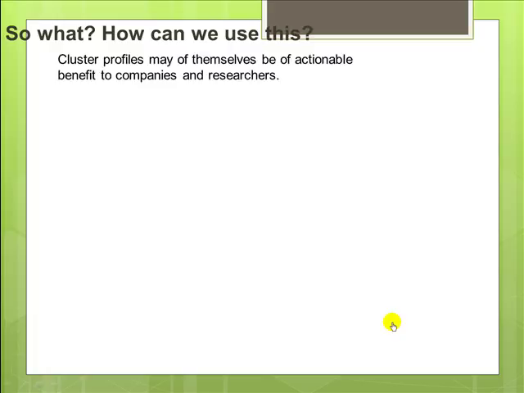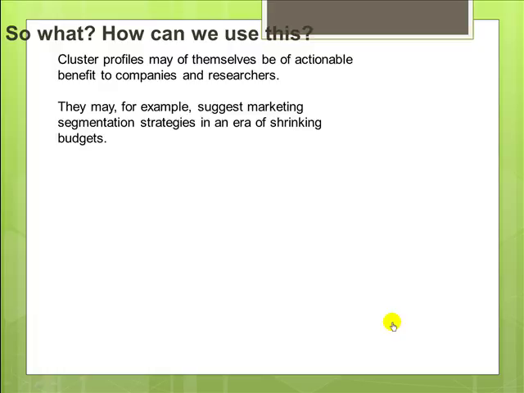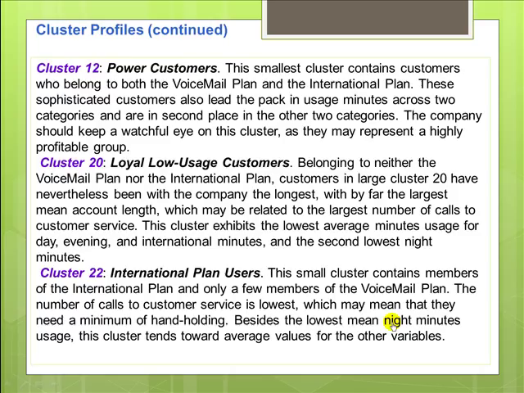So what? How can we use this information? Cluster profiles may of themselves be of actionable benefit to companies and researchers. They may, for example, suggest marketing segmentation strategies in an era of shrinking budgets. So if you know that your customer is a loyal, low usage customer, you might suppose they go to your website only when they have to. So you can tailor, this is what Amazon does all the time, right? They bring up advertisements based on who they think you are, based on your profile, right?